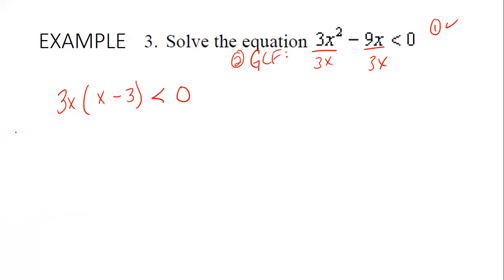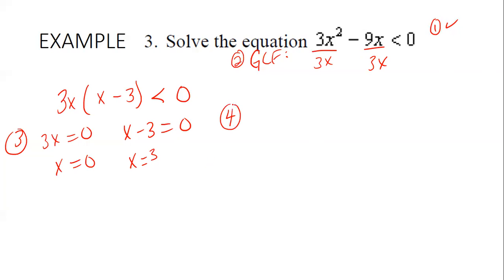Okay, now we're going to take each factor and set it equal to 0. So we have 3x equals 0, and we have x minus 3 equals 0. So where do we cross the x-axis? At 3 and 0. So on our number line, we know that we cross at 0 and we cross at 3.